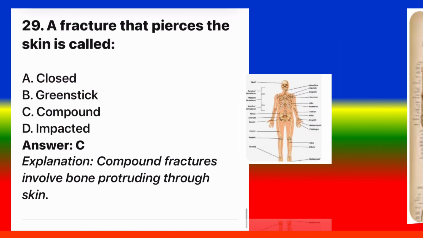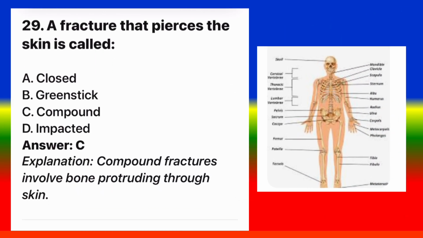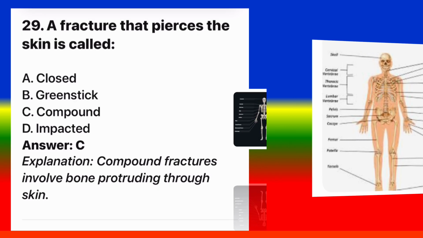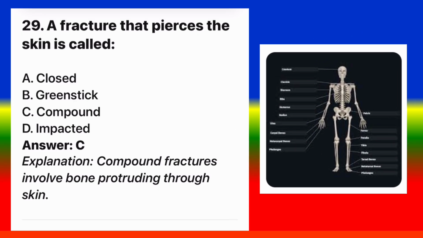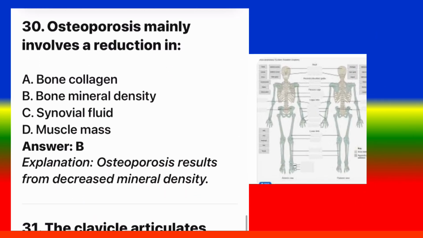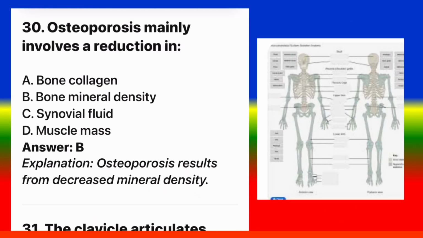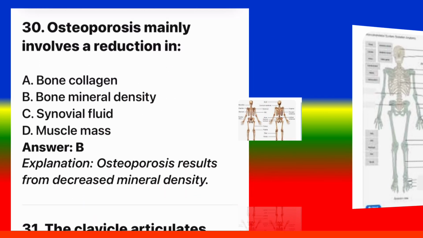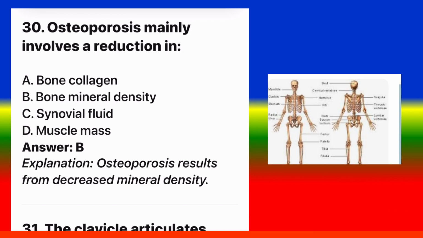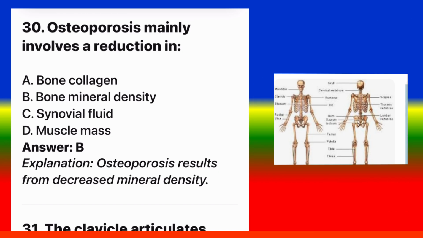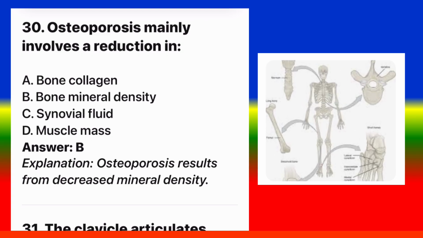29. A fracture that pierces the skin is called: A. Closed, B. Greenstick, C. Compound, D. Impacted. Explanation. Compound fractures involve bone protruding through skin. 30. Osteoporosis mainly involves a reduction in: A. Bone collagen, B. Bone mineral density, C. Synovial fluid, D. Muscle mass. Answer B. Explanation. Osteoporosis results from decreased mineral density.